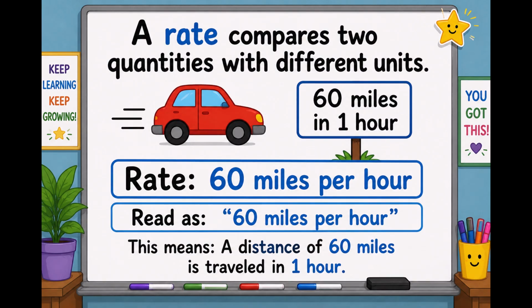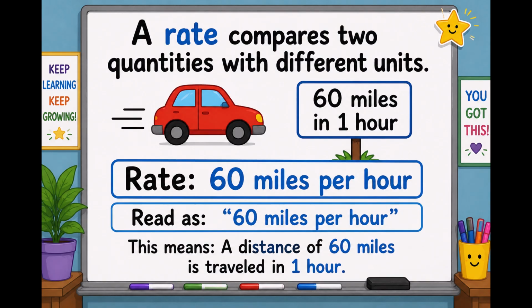So let's look at the example. A car travels 60 miles in 1 hour. The 2 units that we are using are miles for distance and hours for time. Since the units are different, this is called a rate.